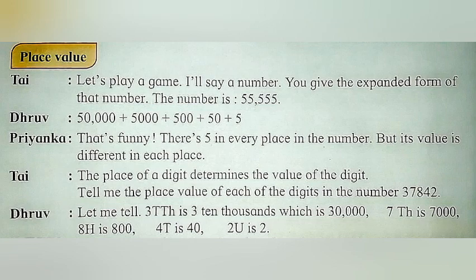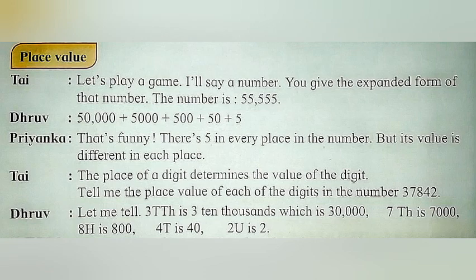37,842. Dhruv: Let me tell. 3 is 3 10,000s, which is 30,000. 7 is 7,000. 8 is 800. 4 is 40. 2 is 2 units.